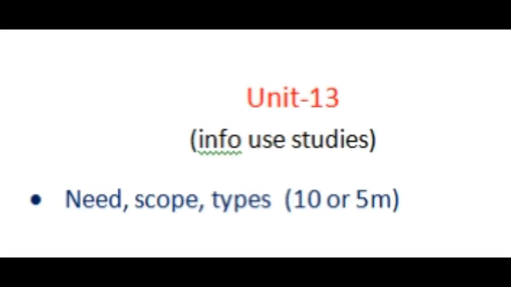Next, unit 13, this is about the information use studies. There are very rare chances of getting a 5 marks question here, very rare. So you can skip this unit if you don't have time. The possibilities in this unit are the need of information use studies, and the scope and types of information use studies. The chances are there for 5 marks.